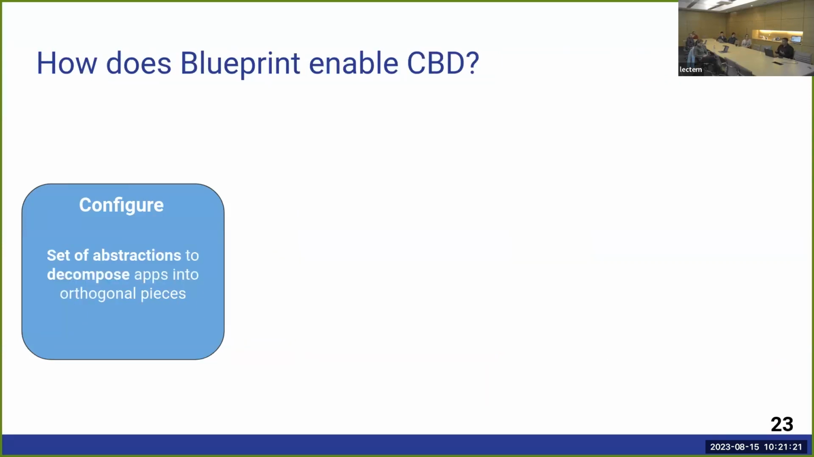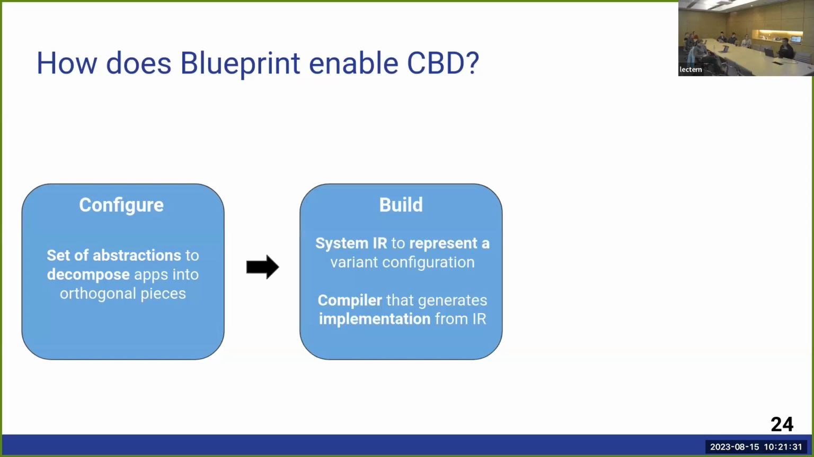So how does Blueprint actually enable CBD? The first is to configure the system. It provides a set of abstractions that decomposes applications into three orthogonal pieces. Then it provides a novel system representation.